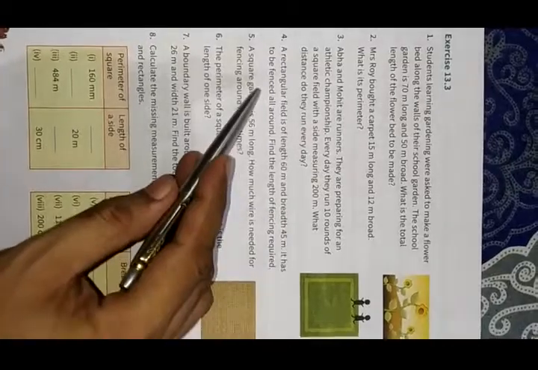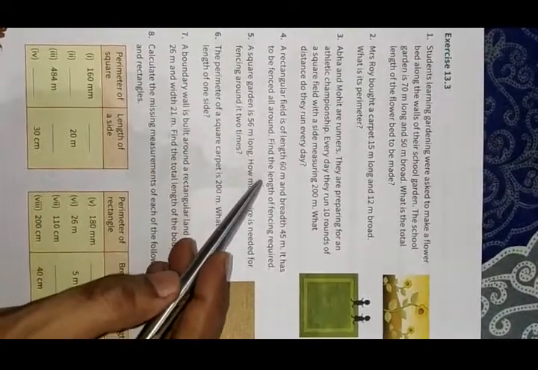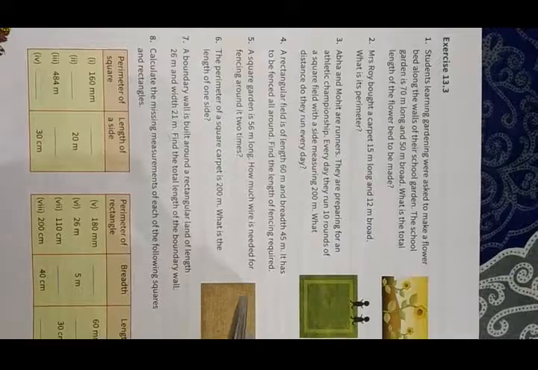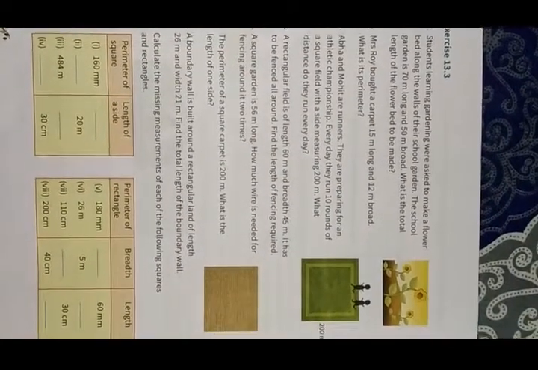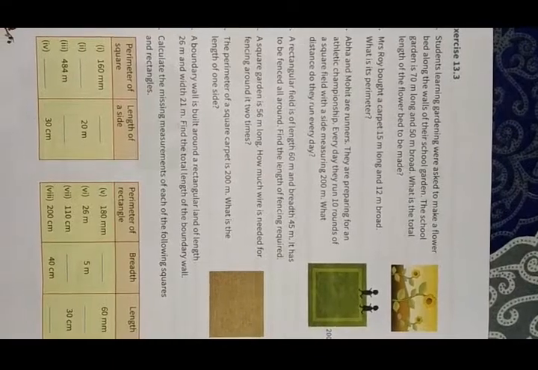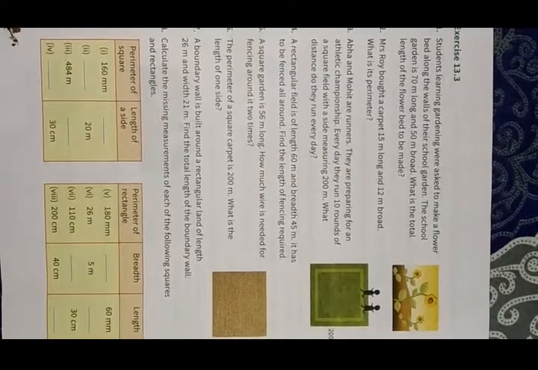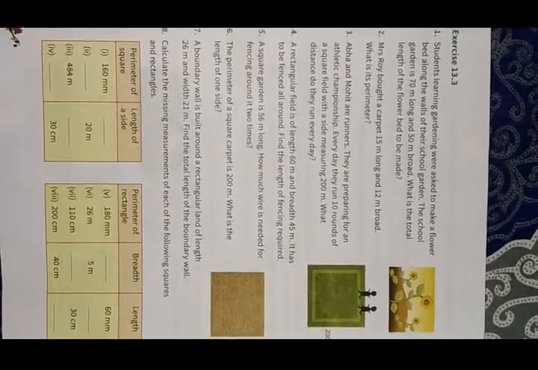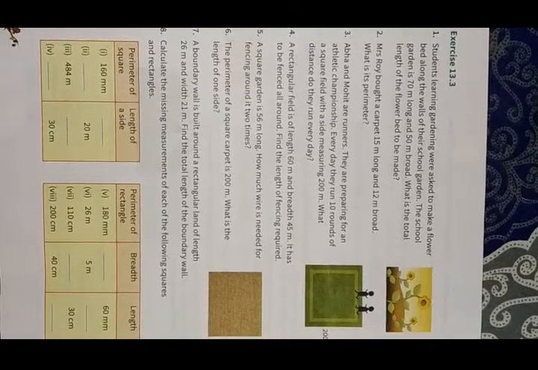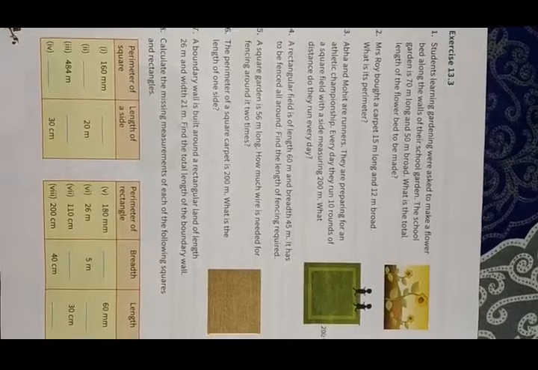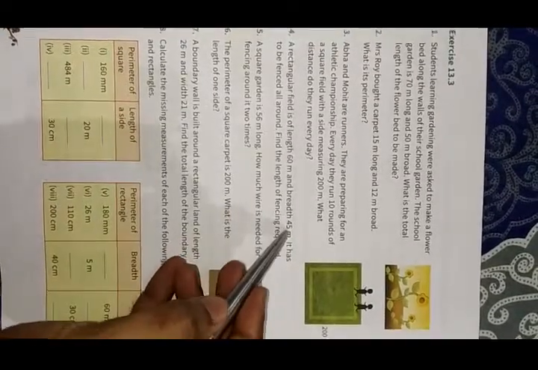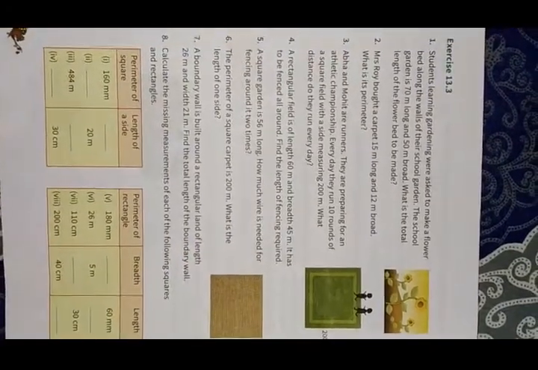It has to be fenced all around. Find the length of fencing required. Find the length of fencing required. What we have to find? Like perimeter. Whenever we have to find the length of fencing, we will find the perimeter. So length is given, breadth is given, so you can find the perimeter.